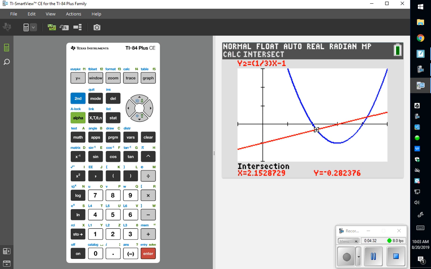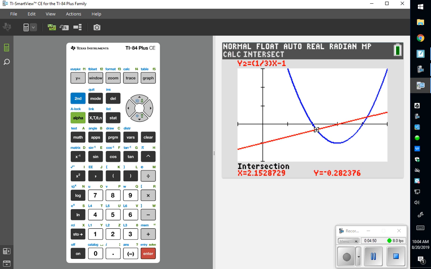And then you see at the bottom of the screen the coordinates of the intersection point, but these are definitely approximate values. So if you're doing a problem and you're required to get exact intersection point values, you're going to need to do it algebraically, but if approximate coordinates are okay, then this is fine.